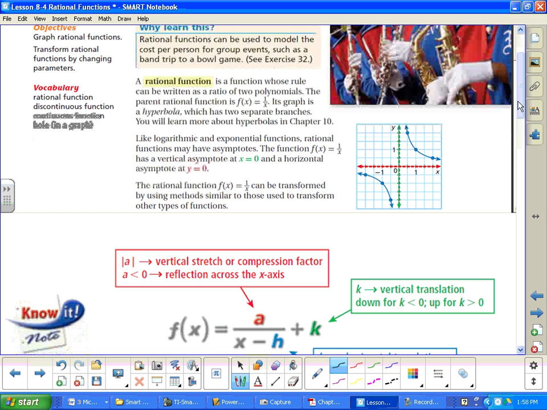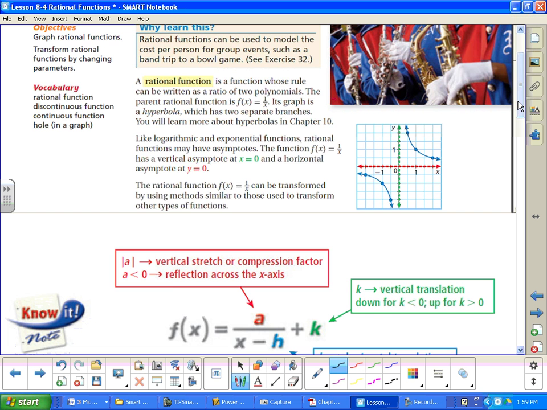You have asymptotes, which are lines that the graph is going to get closer and closer to, but never actually touches them. So for the parent function 1 over x, it has a vertical asymptote at x equals 0. That's this dotted green line. And when you draw asymptotes on your paper, you have to have dotted lines for them. And it has a horizontal asymptote at y equals 0. So that's that red dotted line. So the graph of 1 over x gets closer and closer to both of those, but never actually touches them. And it doesn't cross the x-axis either.